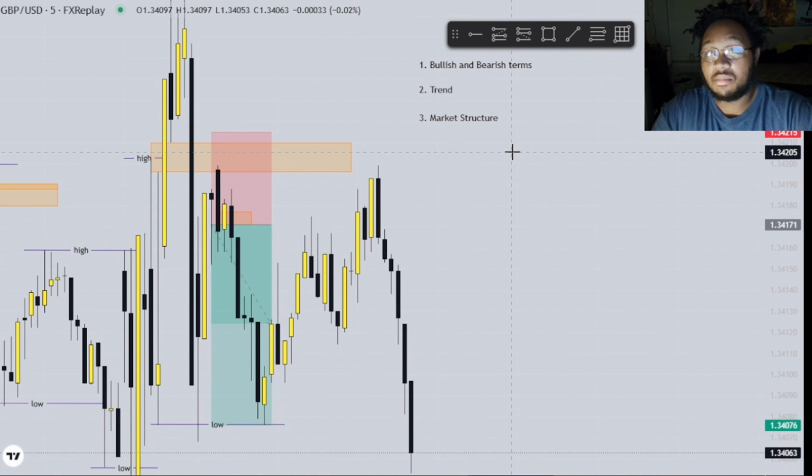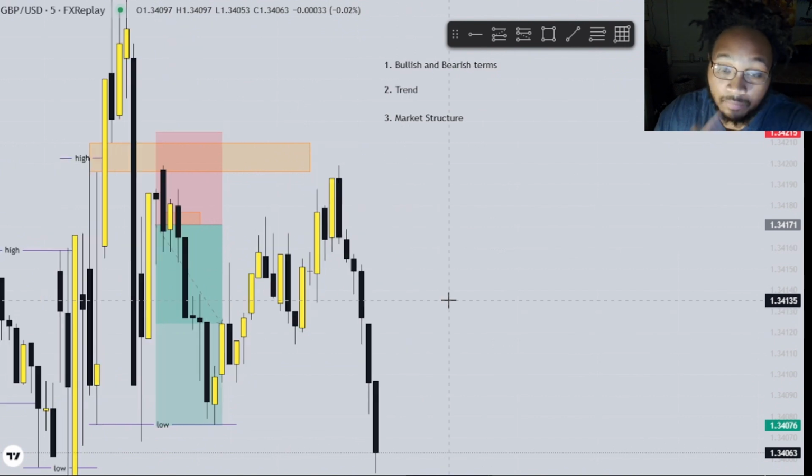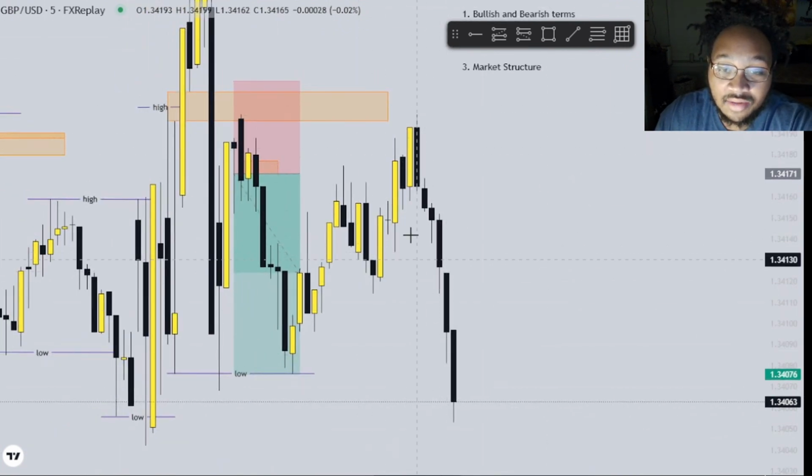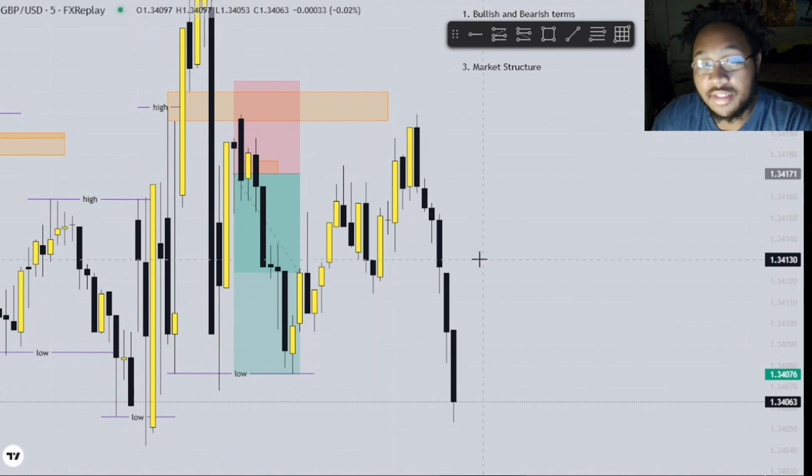I'm gonna keep it as simple as possible. I'm not gonna hit y'all with a bunch of crazy market terms and make it all difficult. I'm gonna keep it nice and simple. Bullish just means going up. Bearish just means going down. That's all that means. So these are candles. There are bullish candles and there are bearish candles.